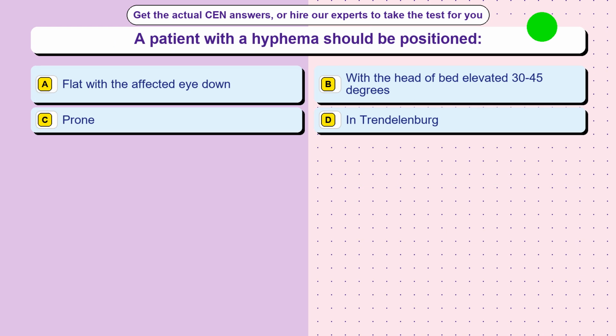Question 20. A patient with a hyphema should be positioned: Option A, flat with the affected eye down. Option B, with the head of bed elevated 30 to 45 degrees. Option C, prone. Option D, in Trendelenburg.